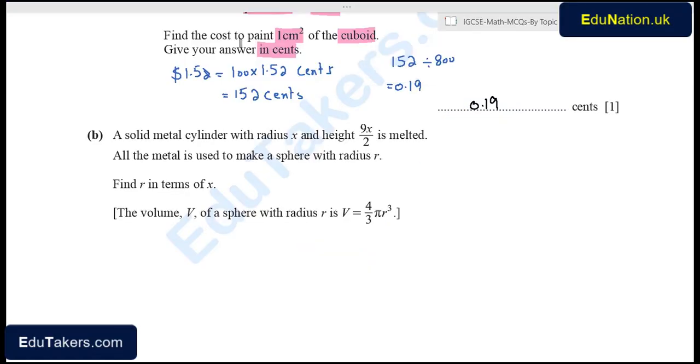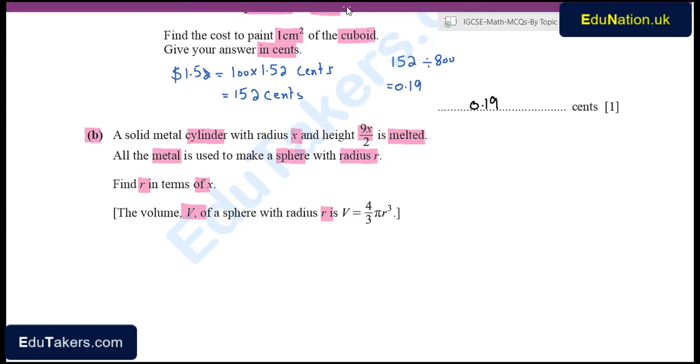Next is part B. A solid metal cylinder with radius x and height 9x over 2 is melted. All the metal is used to make a sphere with radius r. Find r in terms of x. The volume V of a sphere with radius r is V equals 4 over 3 pi r cubed.